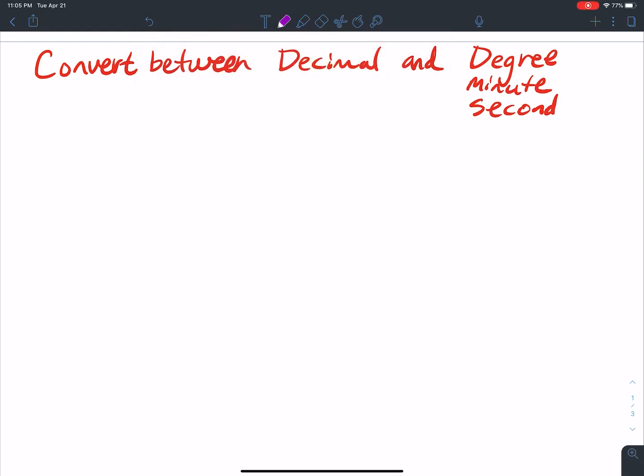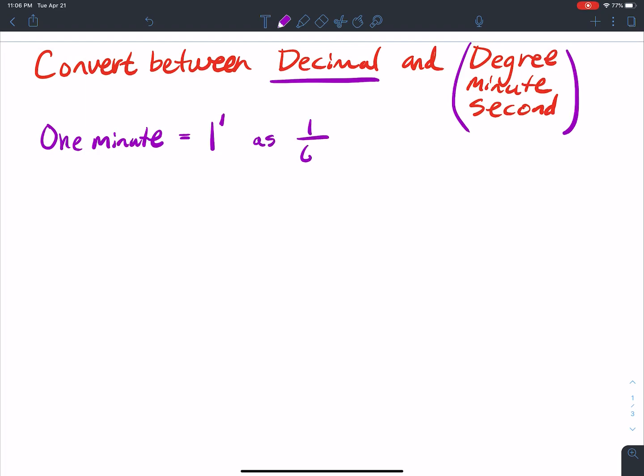So we're going to convert between the decimal and degree, minute, second form for measures of angles, okay? Although subdivision of a degree may be obtained by using decimals, the notation of minutes and seconds may also be used. So what is a minute? 1 minute, denoted 1 and then a little apostrophe, is defined as 1/60 degrees. Okay, 1/60 of a degree.